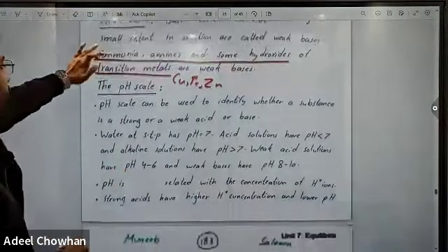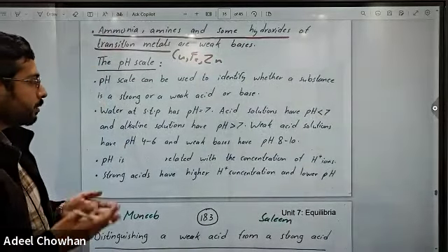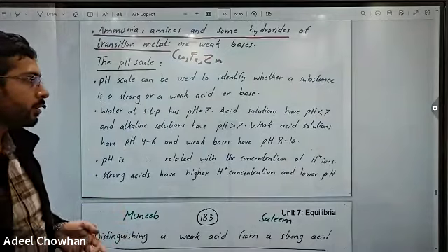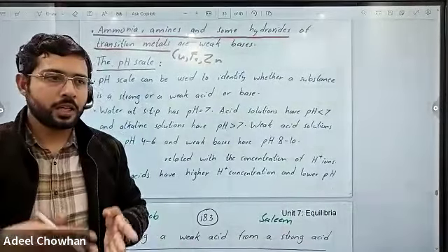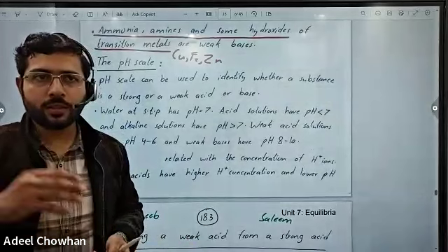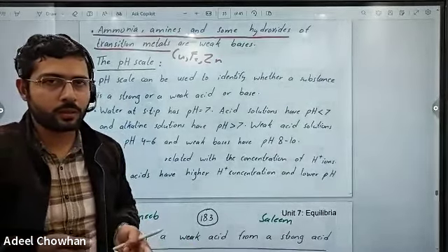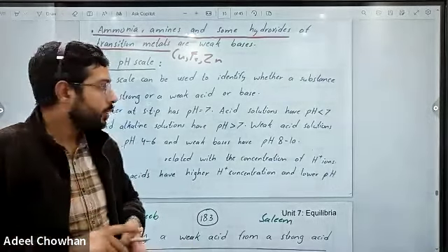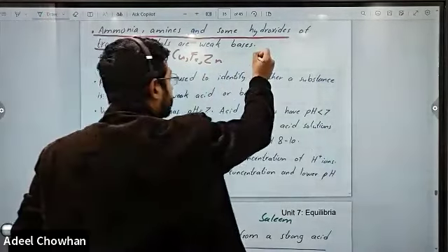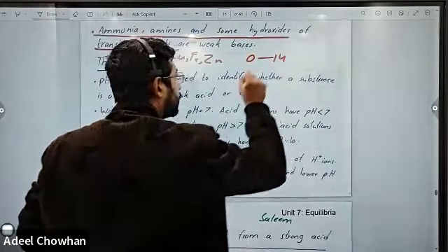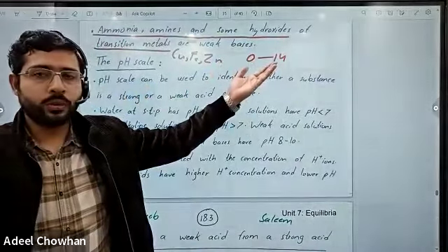The next topic is about the pH scale. The pH scale can be used to identify whether a substance is a strong or a weak acid or base. So basically, the pH scale, which we studied in the O levels, is a type of measurement to indicate whether the solution is acidic or basic. We studied in the O levels that the range of the pH scale is from 0 to 14. This is the range of pH values from 0 to 14.